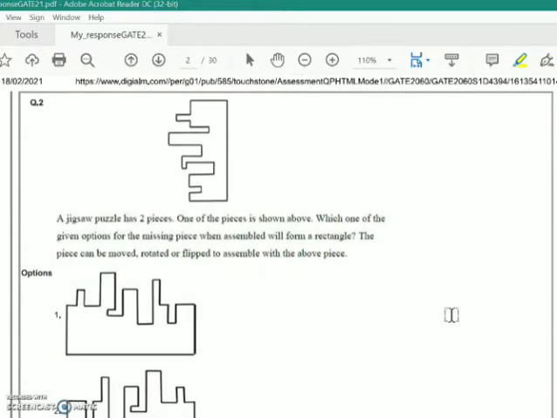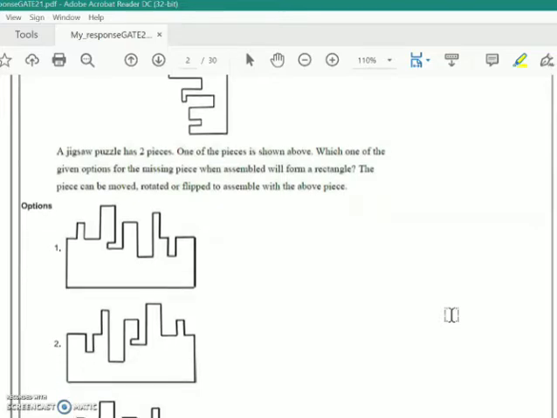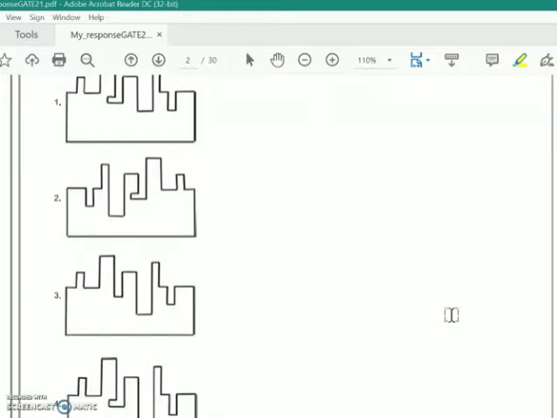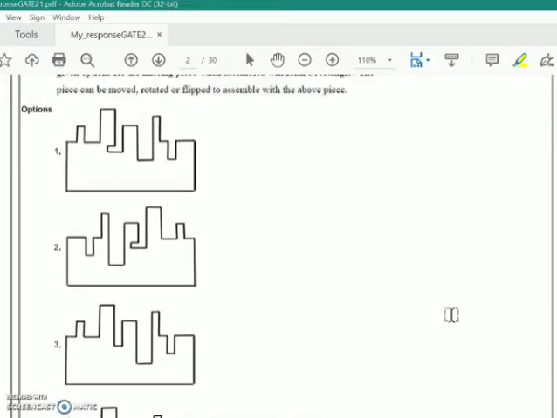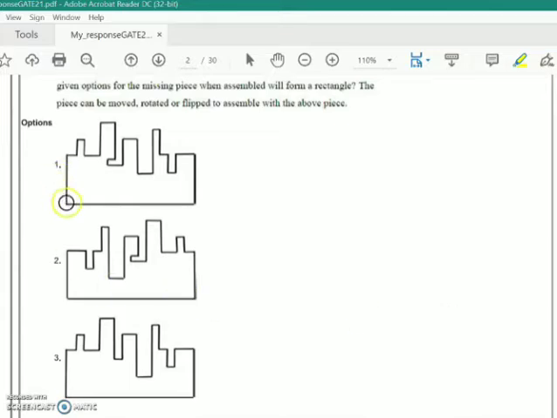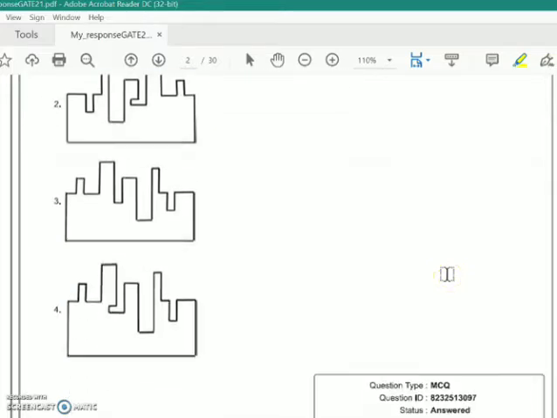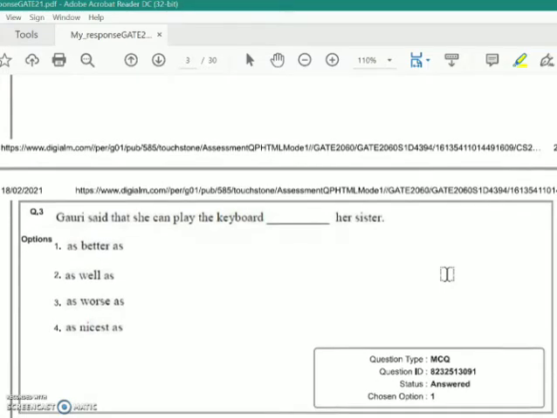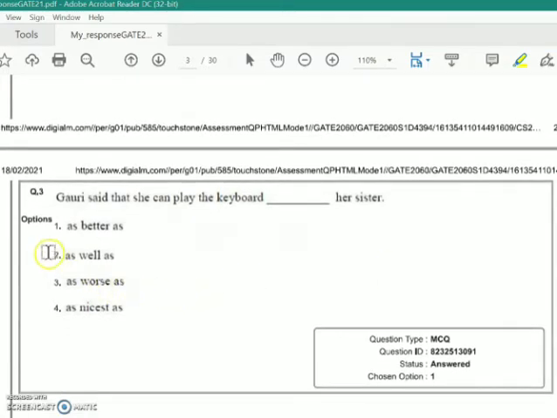For question number 2, option 1 is correct. The diagram is actually the flipped one. It is not direct. Question number 3. Gauri said that she can play the keyboard as well as her sister.